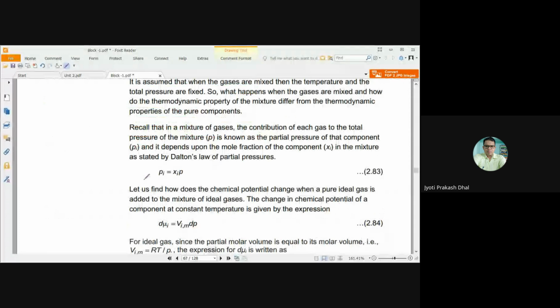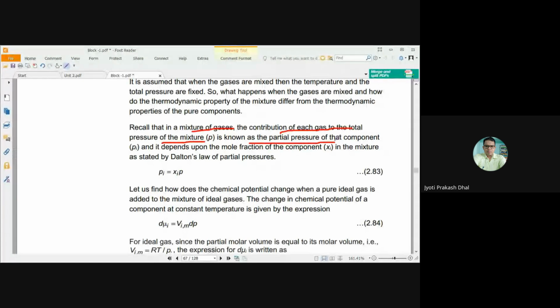So here, for a mixture of gases, the contribution of each gas to the total pressure P is known as partial pressure. Because if you take the mixture of different gases, and if P is the total pressure of the gas, then the contribution of the pressure of an individual gas is known as the partial pressure of that component Pi.